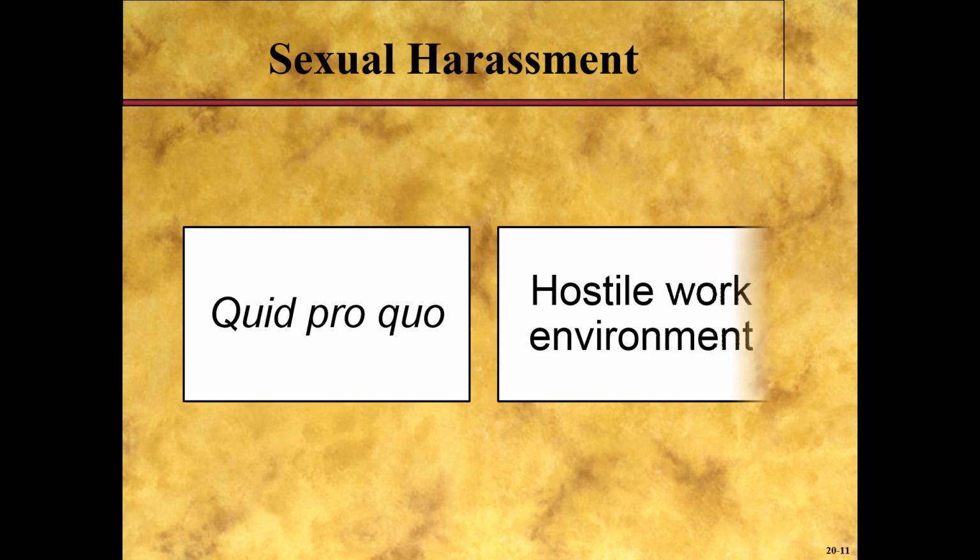There's a second type called hostile work environment. In those types of things, it would be coworkers making offensive sexual comments, showing nude pictures, that kind of thing. Employers are liable in those cases when the employer knows of the problem. It's a little different than quid pro quo, where the employer is automatically liable. This is when the employer knows of the problem and fails to take steps to correct the problem.